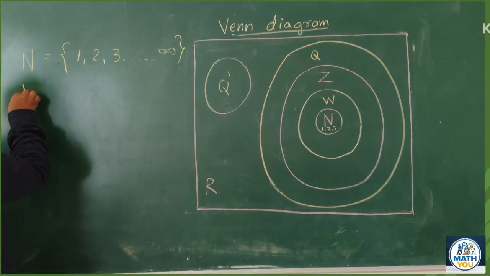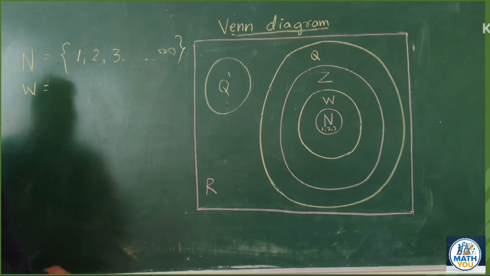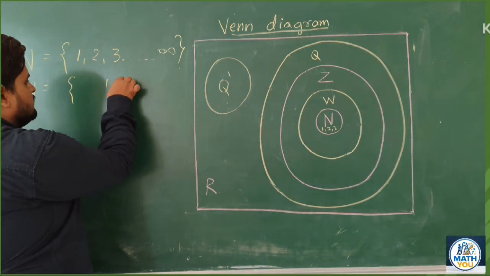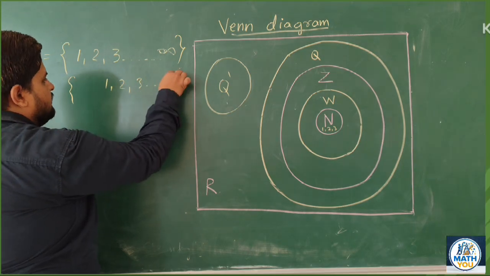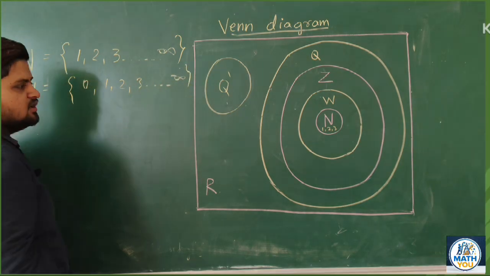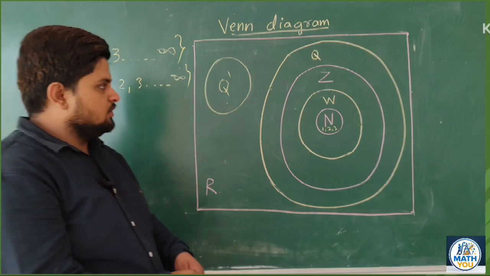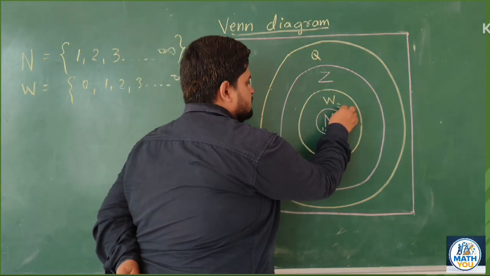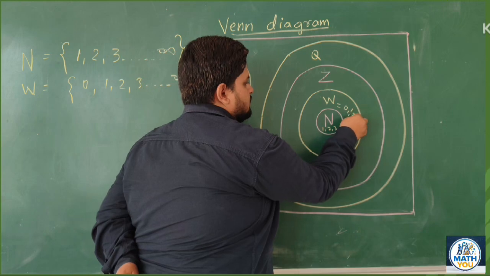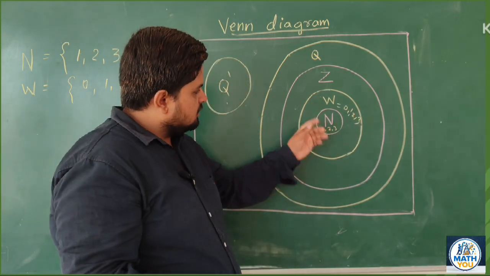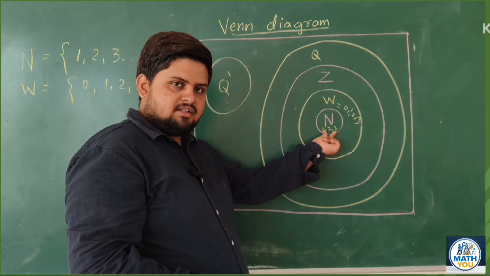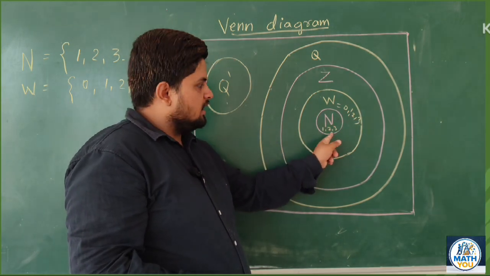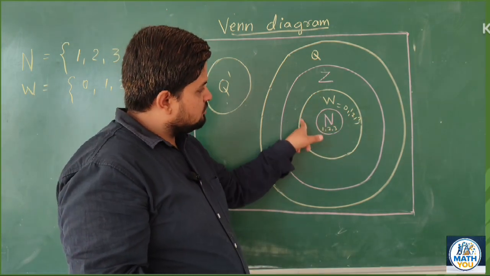Then comes the set of whole numbers, which are natural numbers along with 0. So 1, 2, 3 up to infinity, and along with that we are adding one more number, that is 0. So this bigger circle here is representing the set of whole numbers. Now look at this. 1, 2, 3 are already present inside the natural numbers circle. First is the smallest circle, and for the 0 we are adding one more circle.